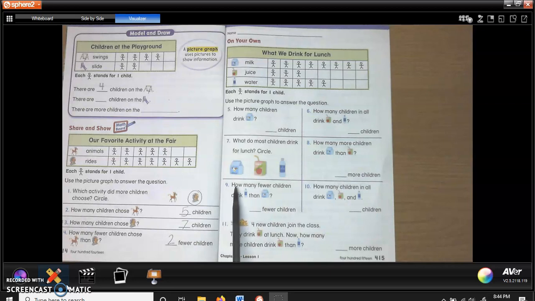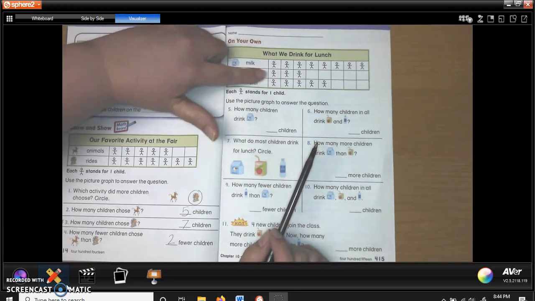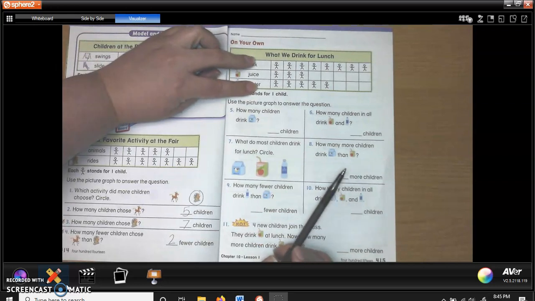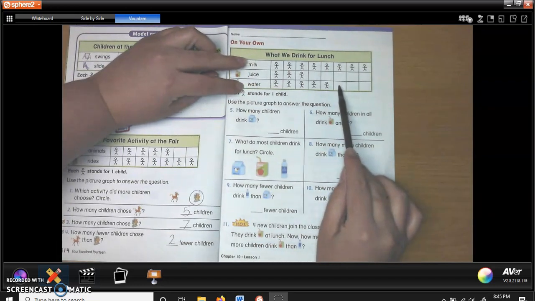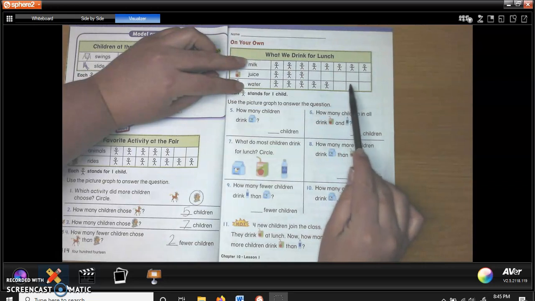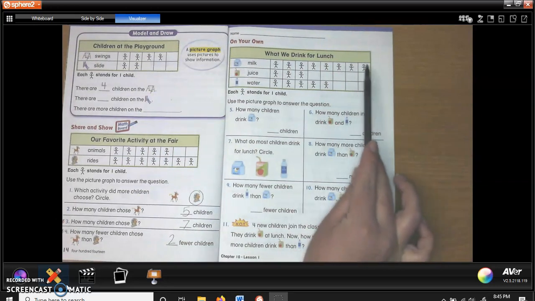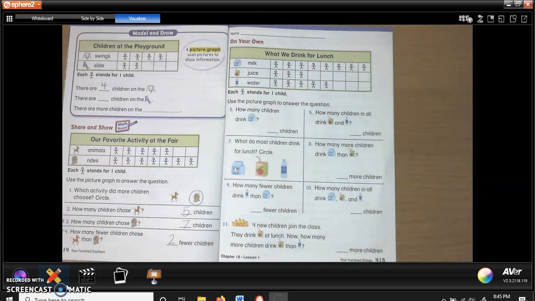Number 9, how many fewer children drink water than milk? So that means we're not going to look at the juice one. We're going to look at the milk and the water. So how many fewer people drink water than milk? So how many blank spaces are there until you get to the end of your milk row? And then write that answer on the line.